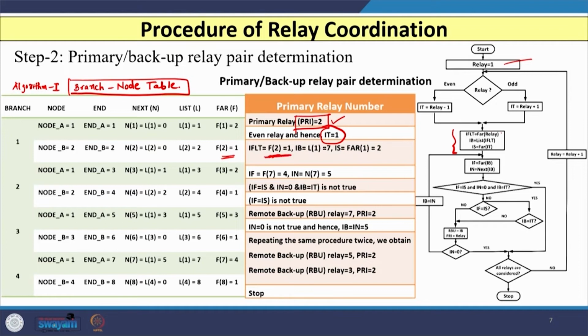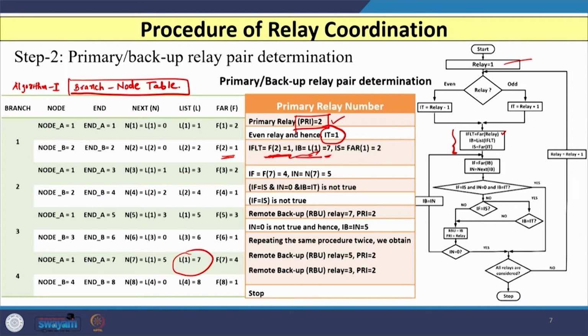Then the next is IB. So, IB value is nothing but IB is equal to list IFLT. So, list is L and IFLT value is 1. So, that value you have to put here. So, the latest value of L1 you have to use from this branch node table, and you can see that the latest value of L1 is 7. So, this value becomes 7.